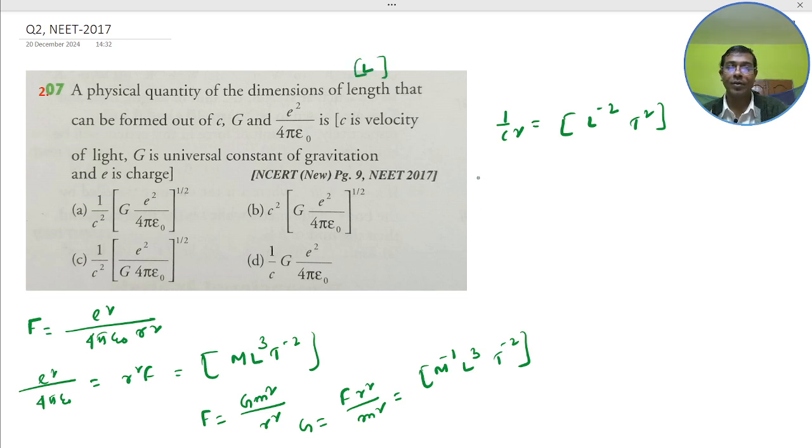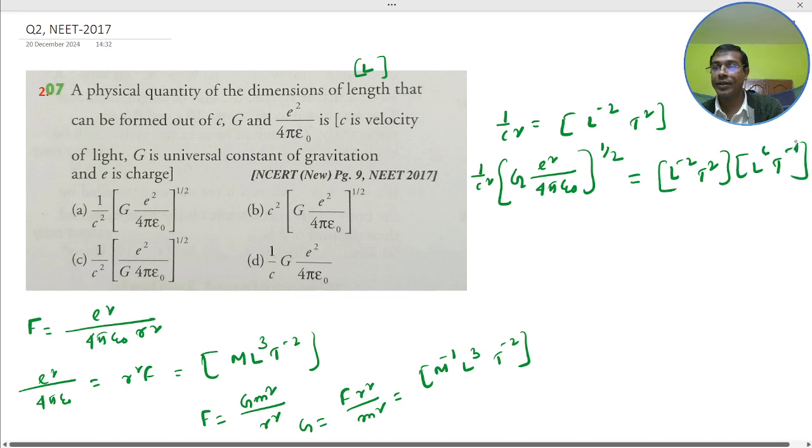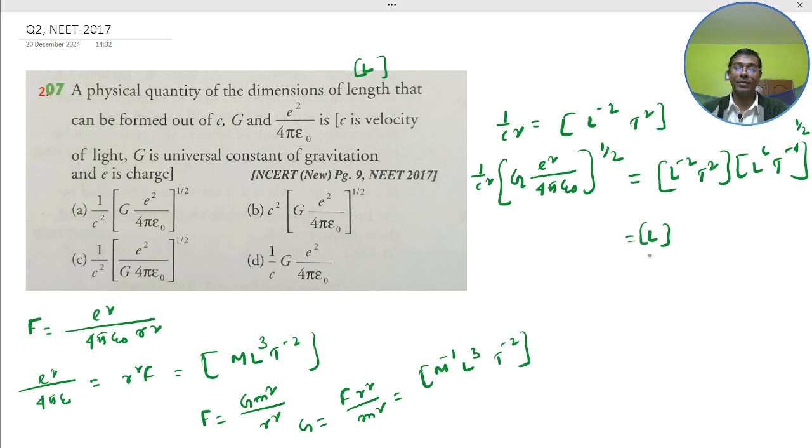So first one, 1 by c square, G e square by 4 pi epsilon naught to the power half, is equal to, put this value, L to the power minus 2 T square, and this would be L to the power 6 T to the power minus 4, to the power half. So basically it would come L. So dimension of length would be option A, 1 by c square root over of G e square by 4 pi epsilon naught.